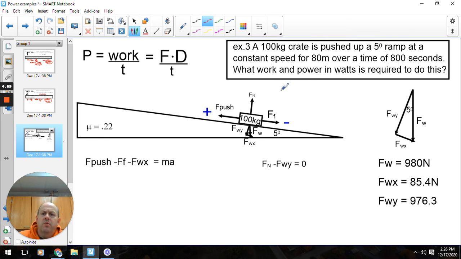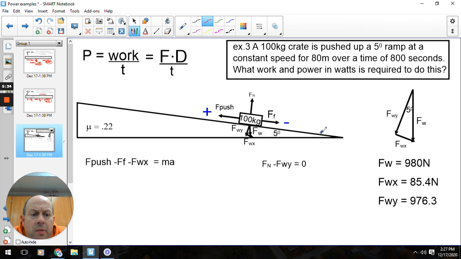One last one, and this is, we're pushing a crate up a 5-degree ramp at a constant speed for 80 meters over a time of 800 seconds. So we want to know what's the work that we need to do to do all this, and then what would be the power to do it in the 800 seconds. First things first, we'll need to do our little force equation. So I had positive and negative: push minus friction minus force weight X. And then on the vertical components, we had normal minus force weight Y.